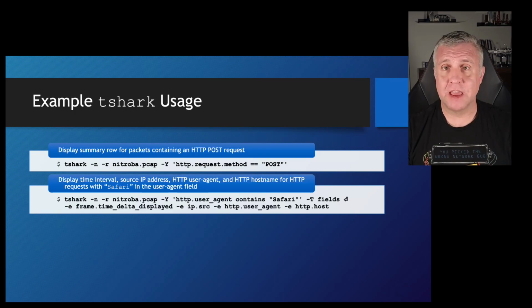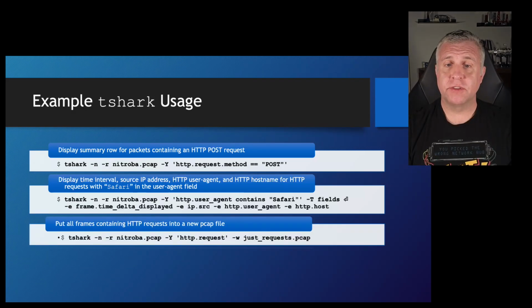And then lastly, the HTTP host, or what host name was in the URL that was notionally requested in the Safari browser requests. Each row will then contain tab-separated values of the time interval, the source IP, the user agent, and the host name. And then we can put that into a spreadsheet or do any other kind of analytics we might like.